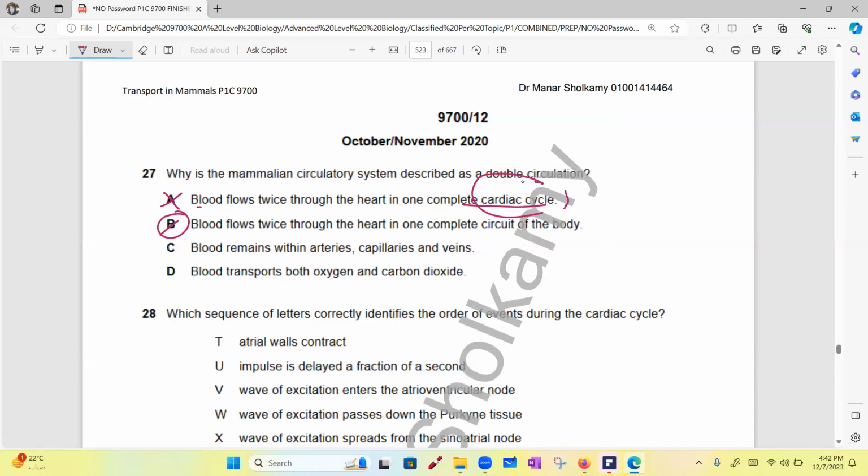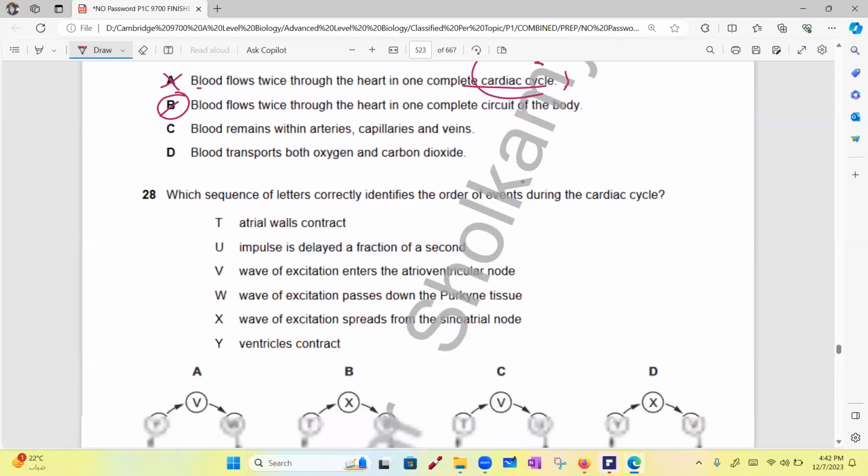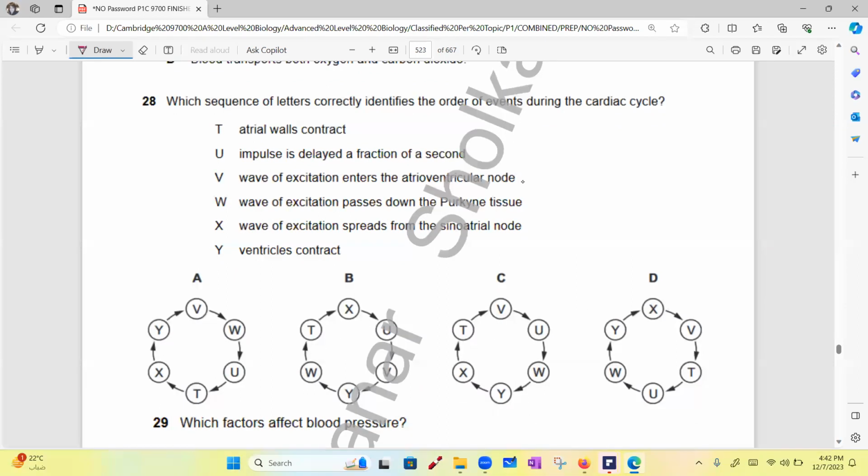Now, answer also 28. Which sequence of letters correctly identifies the order of events during the cardiac cycle? Doctor, it's the same question as we answered before. Are you sure? Look at it. Wait a minute. Let's look at the other question. What answer did we choose? Did we choose C? It was A. We chose A. Okay, let's see if A is right.